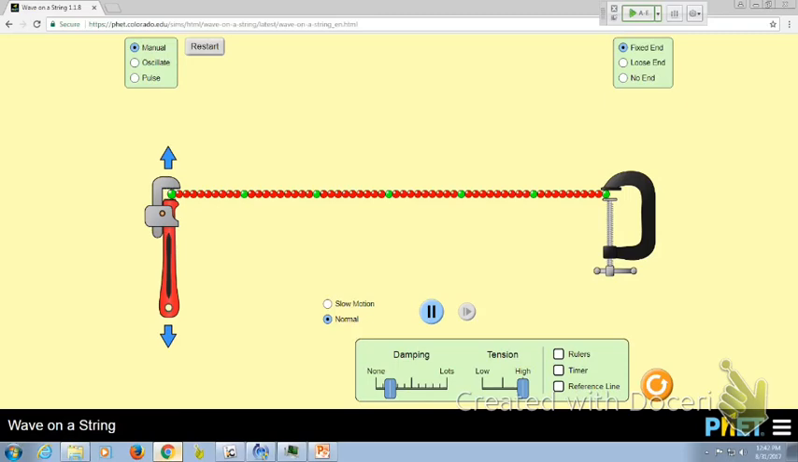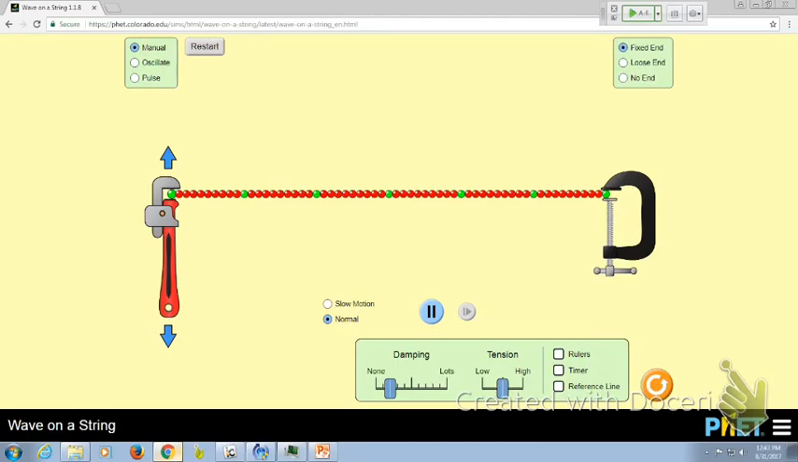And I can mess with damping. I can make it lots of damping or no damping. And I can make it high tension, meaning high speed, or low tension, meaning low speed. And the mistake that I used to make with these things is I just played with everything at once and never really got that much out of it.